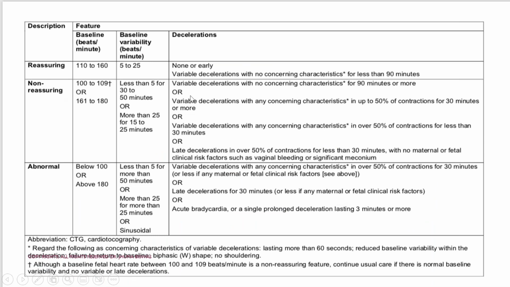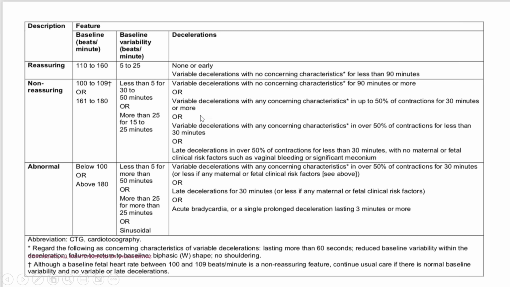So regarding the reassuring, if you see that there's no deceleration or early deceleration, that is reassuring. Regarding the variable deceleration, if you see that there's no concerning characteristics, less than 90 minutes, that means 1 hour and 30 minutes, that is reassuring. But more than that, like more than 90 minutes, that is non-reassuring first thing.